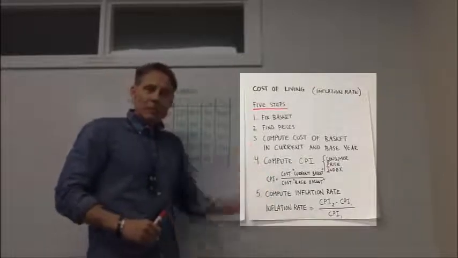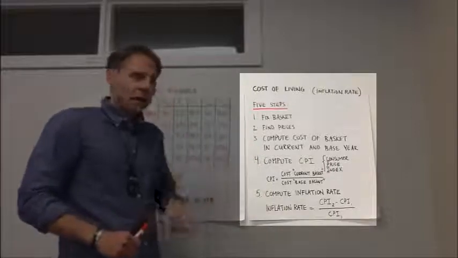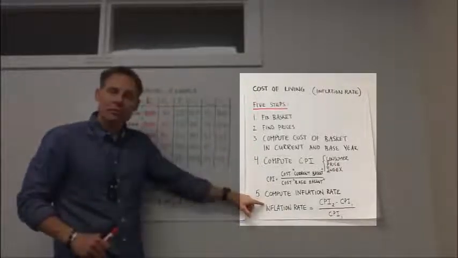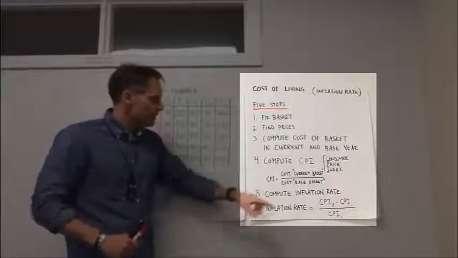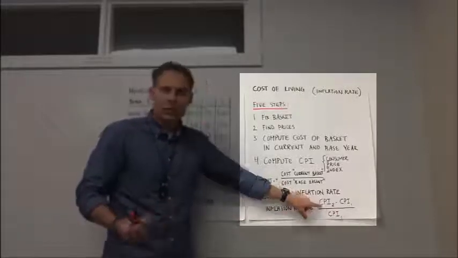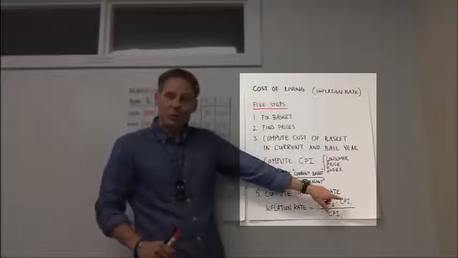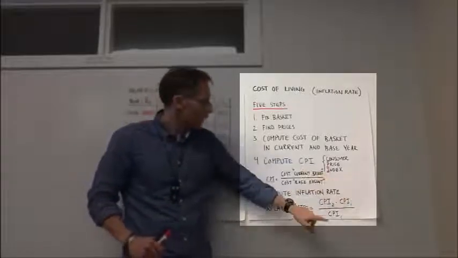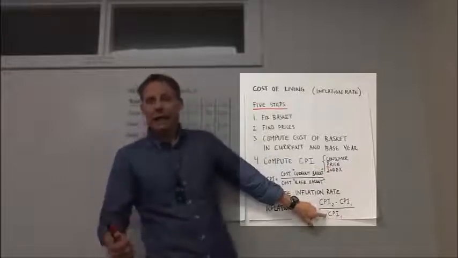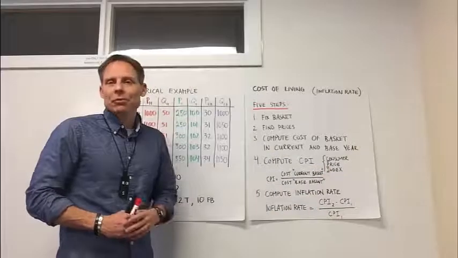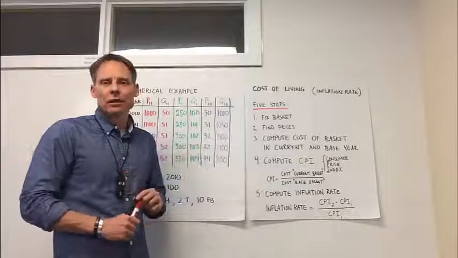Once you have the CPI for more than 1 year, you can compute the inflation rate. So if you have the CPI for 2011, and then you subtract out the CPI for 2010, and you divide by the CPI for 2010, then you're going to have the inflation rate between 2010 and 2011.